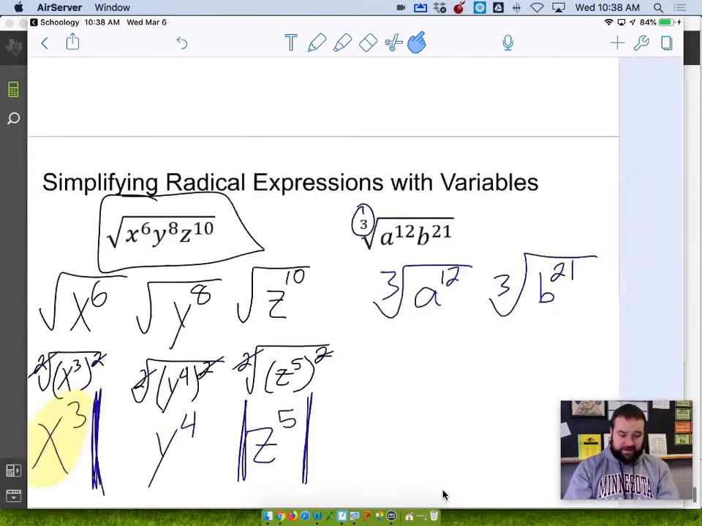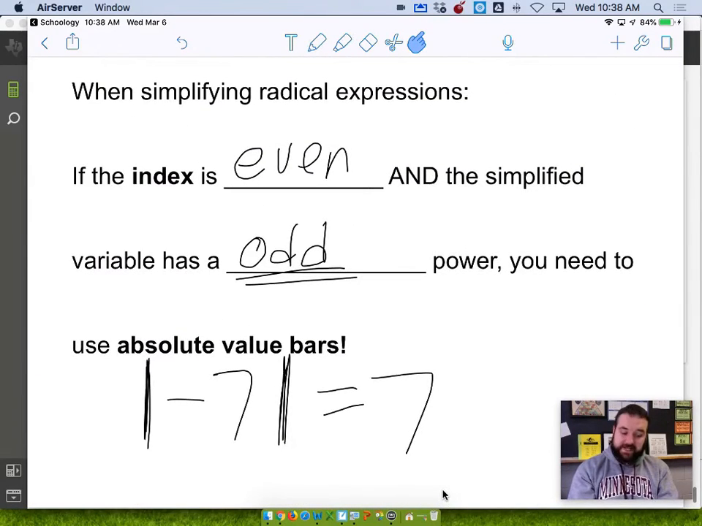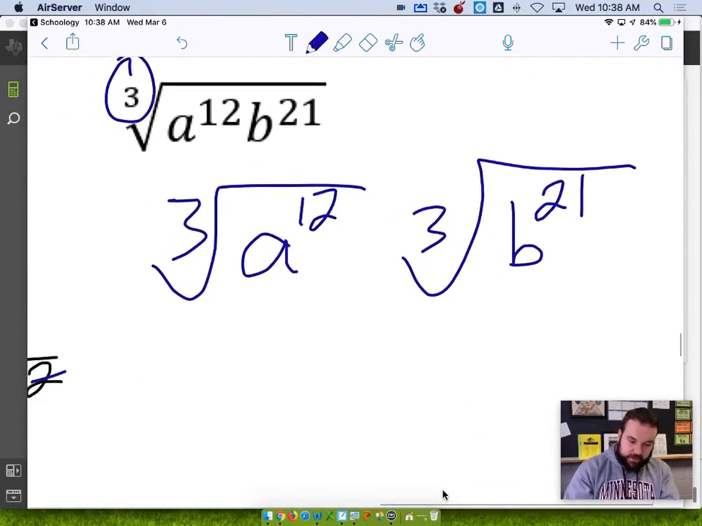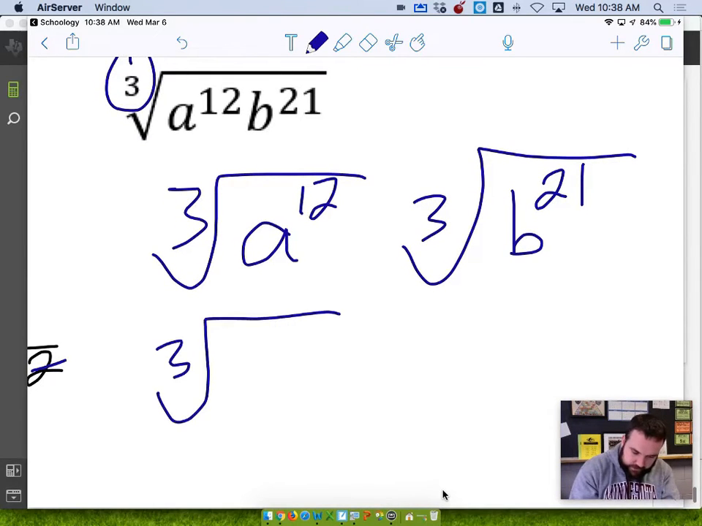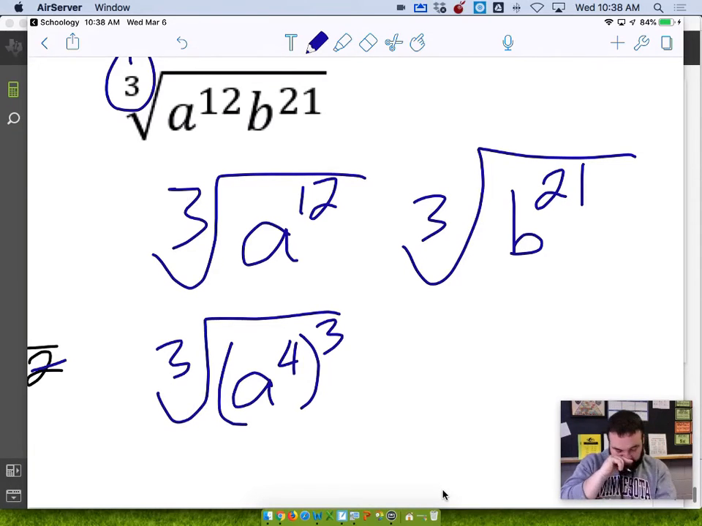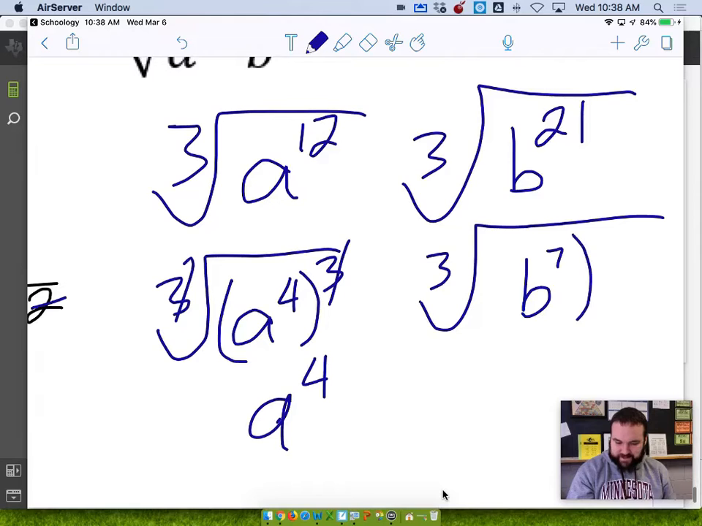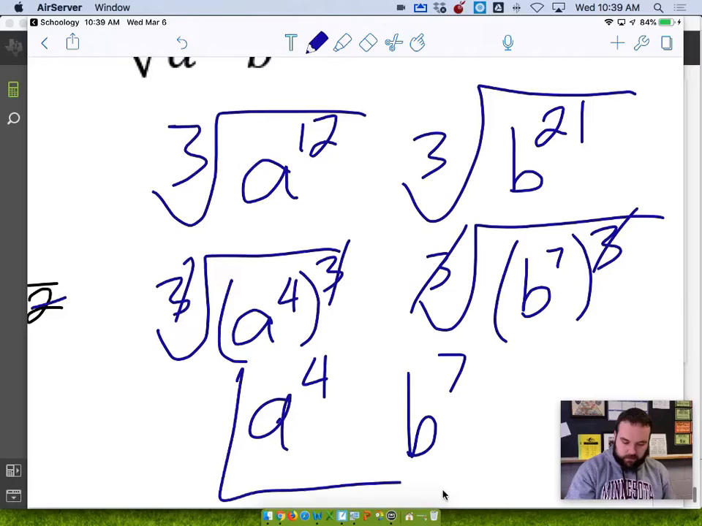And if you go back to the last slide, we said the index has to be even and your final answer has to be an odd power. Okay, so here I can rewrite this, and if you know the shortcut, you're saying to yourself, you don't have to do this, just do the shortcut, and I'll tell you the shortcut in just a second. Again, I can rewrite a to the 12th as a to the 4th raised to the 3rd. These 3's then cancel, and I'd be left with a to the 4th power. If I do the same thing with b to the 21st, that's b to the 7 to the 3. Again, the 3's cancel, and I get b to the 7th power.